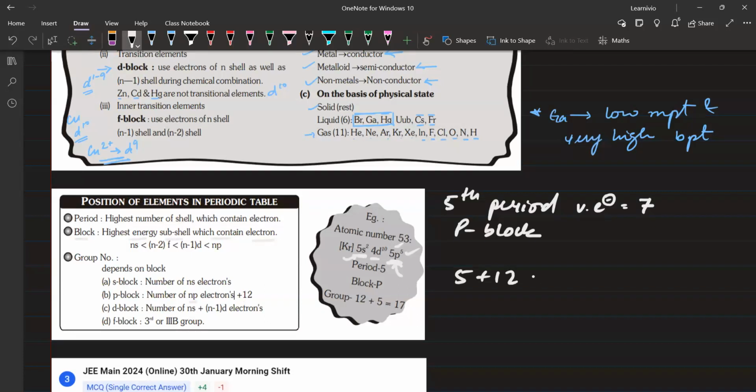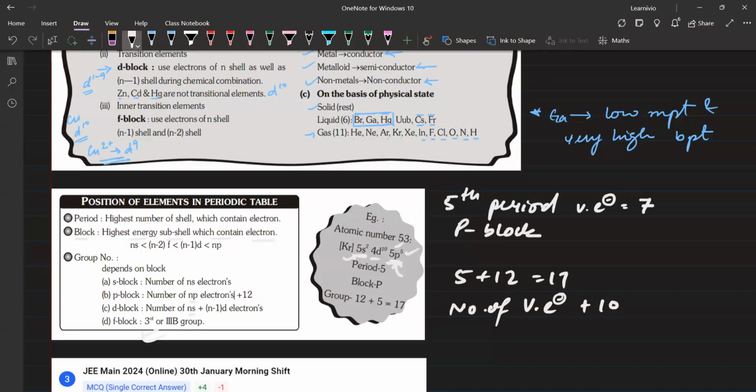Or another formula that you can remember is number of valence electrons plus 10. So the number of valence electrons was 7 plus 10, it will be what? 17. For D block elements, it will be the number of NS electrons and the N minus 1 D electrons. And when you add them, you will get the D block. For F block, it is always in the third group.